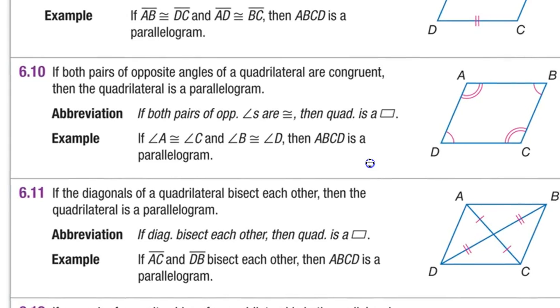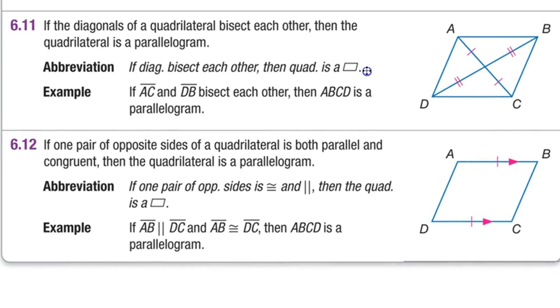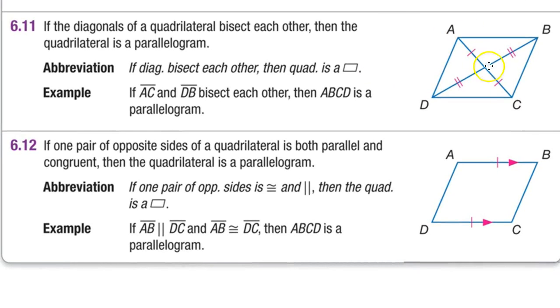This one's a little different. Theorem 6.11: if the diagonals of a quadrilateral bisect each other, then it's also a parallelogram. And theorem 6.12: if one pair of opposite sides of a quadrilateral is both parallel and congruent, it's got to be a parallelogram.